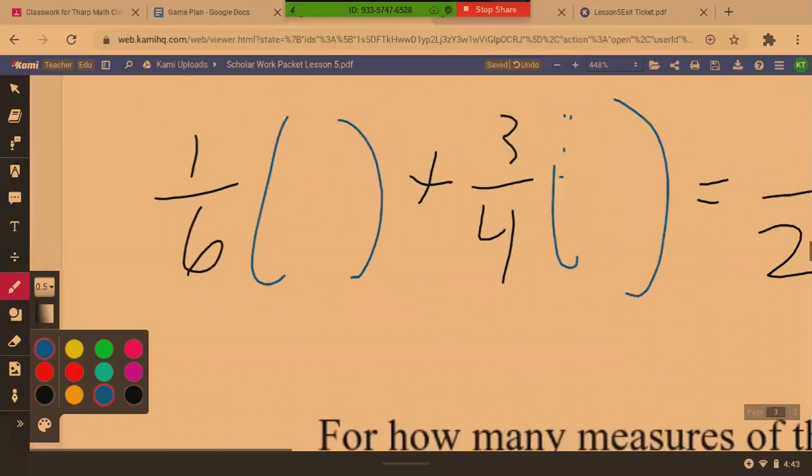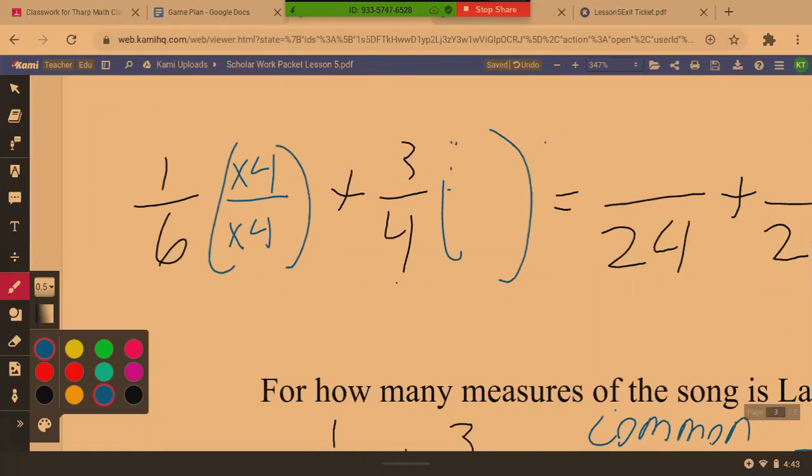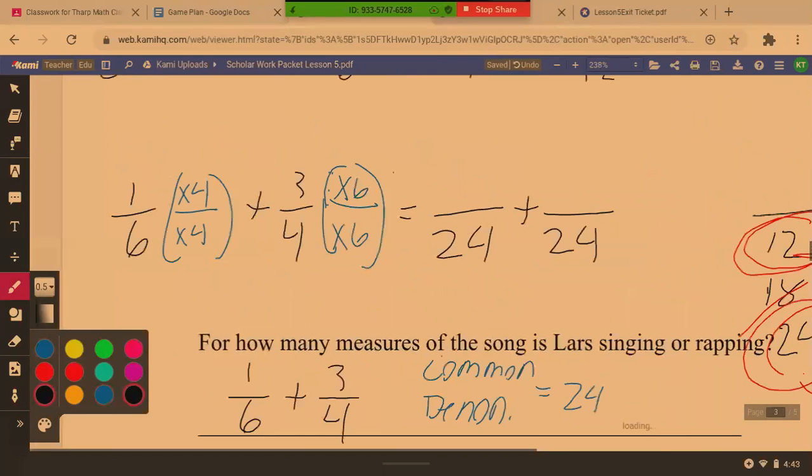Well, 6 times 4 equals 24. So whatever we do to the denominator, we have to do to the numerator. Now, how do I manipulate 4 to get 24? 4 times 6 equals 24. So 1 times 4 equals 4. 3 times 6 equals 18.